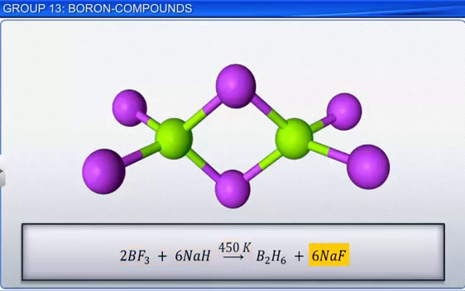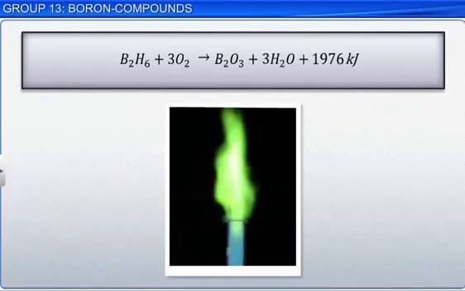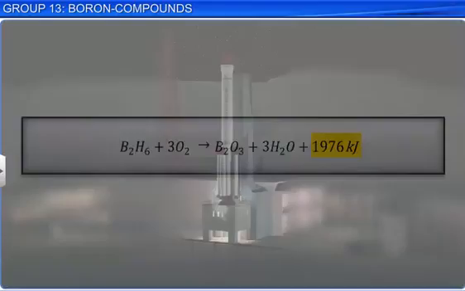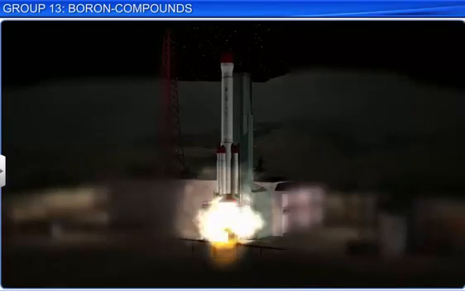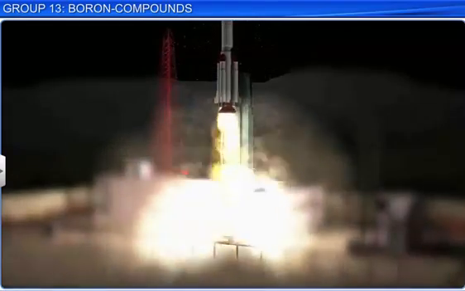Sodium fluoride is the other product of the reaction. In air, diborane catches fire spontaneously. The reaction of diborane and oxygen is extremely exothermic, releasing 1976 kilojoules of energy for each mole of diborane. Boranes were once considered for use as solid fuels for rockets because of their exothermic reaction with oxygen.